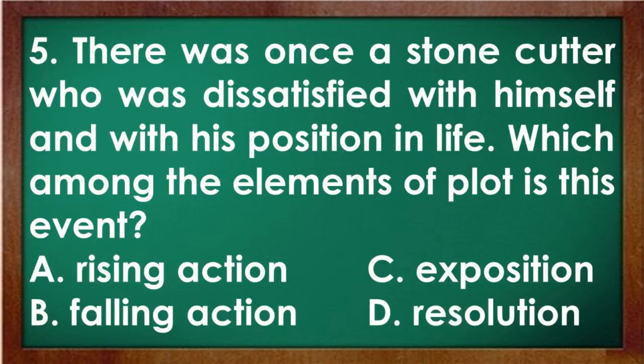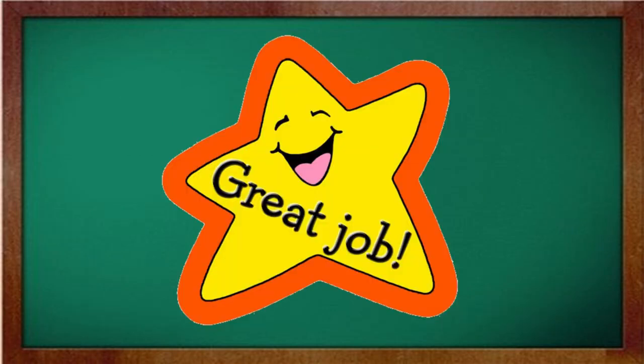Number 5. There was once a stonecutter who was dissatisfied with himself and with his position in life. Which among the elements of plot is this event? A. Rising action, B. Falling action, C. Exposition, D. Resolution. You did a great job, grade 6.